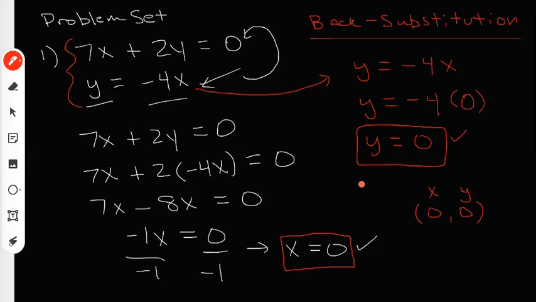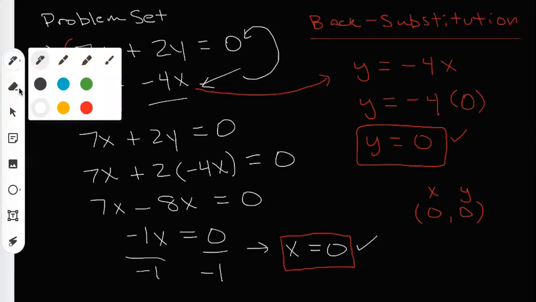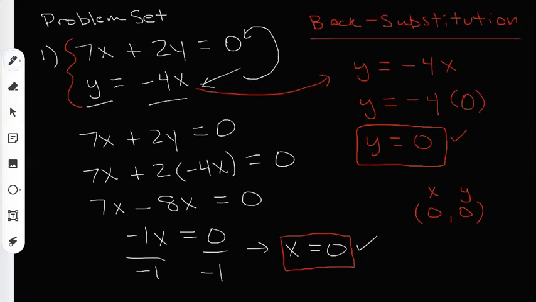Okay. My final answer is always going to be an ordered pair. I'm always going to have an x coordinate, and I'm always going to have a y coordinate. Okay. Let's look at the next slide.